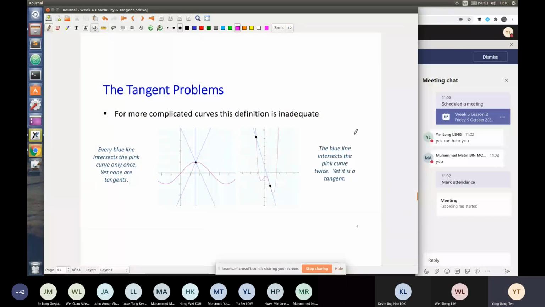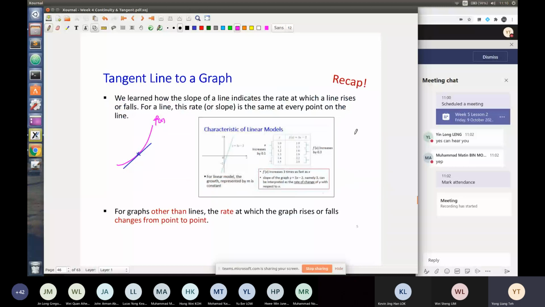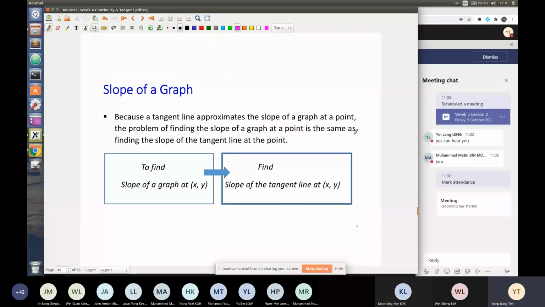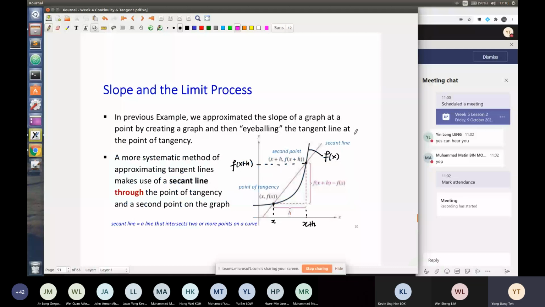So then we talked about the tangent problem. Not exactly a problem, but it's just how we can define the gradient of a tangent precisely, using mathematical expressions. And then we look at the concept of a secant line. So you can see this is a secant line. It's just a fancy term for saying that you can have a line connecting between 2 points on your curve.